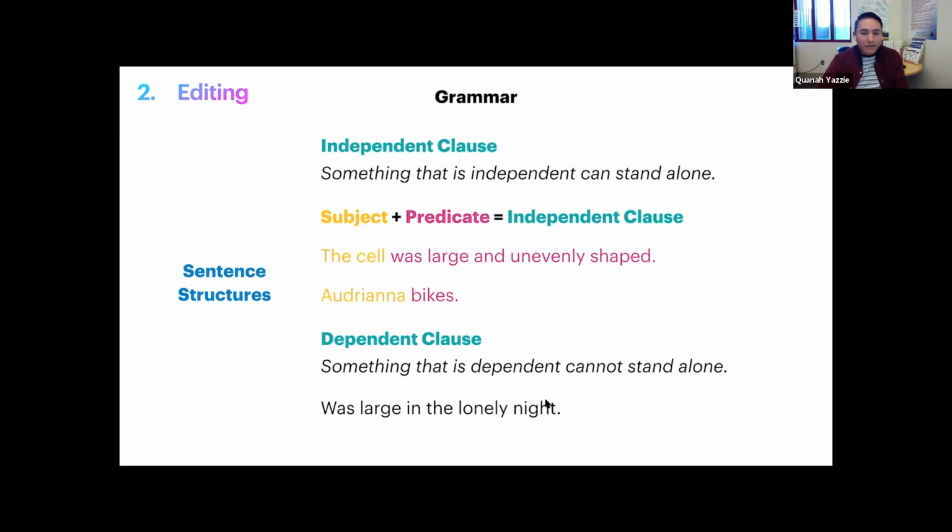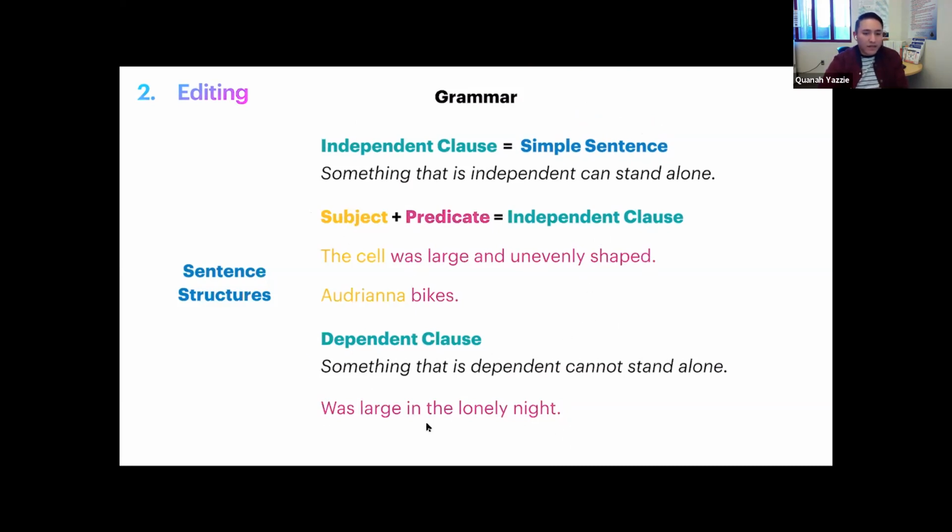Here, if we were to highlight it with the formula at the top, "was large in the lonely night" is actually just the predicate. We don't have a subject attached to it. When we see something like this, with no subject within a sentence, this is actually a fragment and it's not a sentence at all. But when you see independent clauses with a subject and a predicate, this is the same thing as a simple sentence. It's basically a sentence is what an independent clause is.